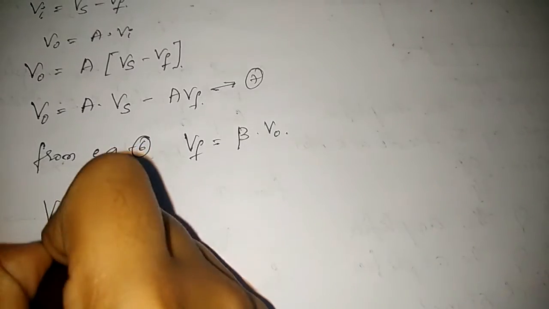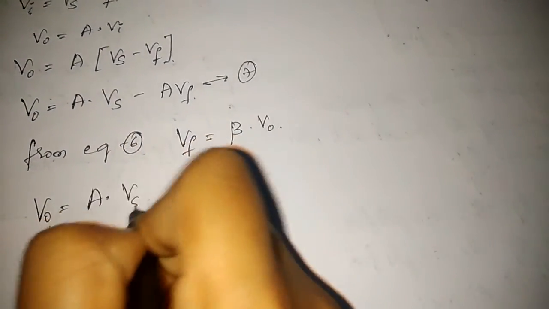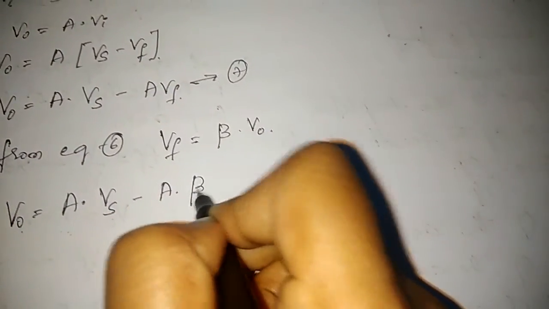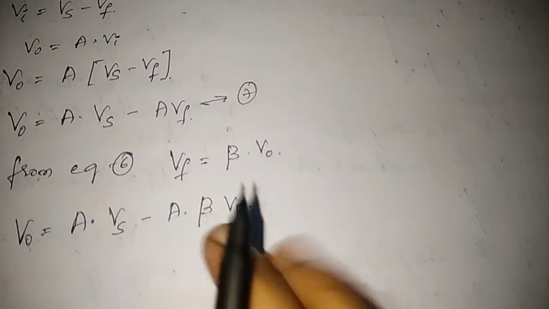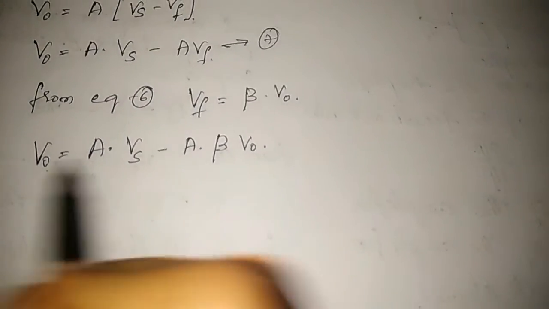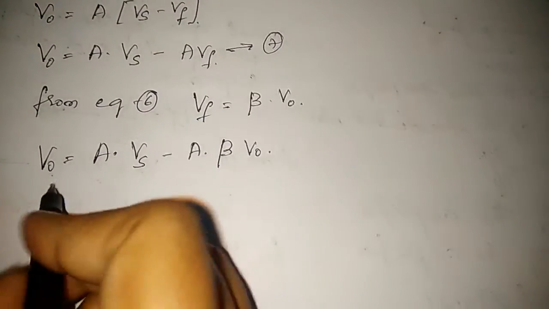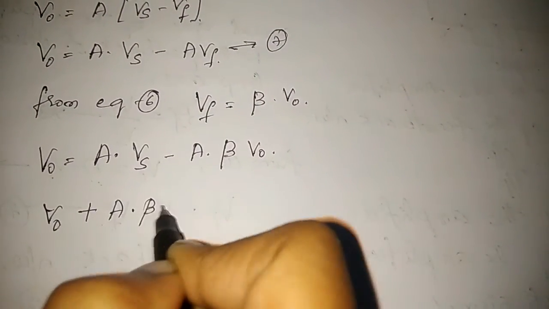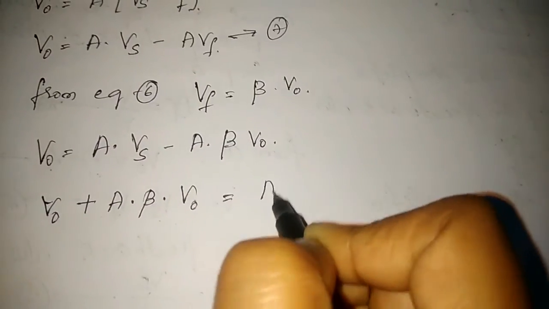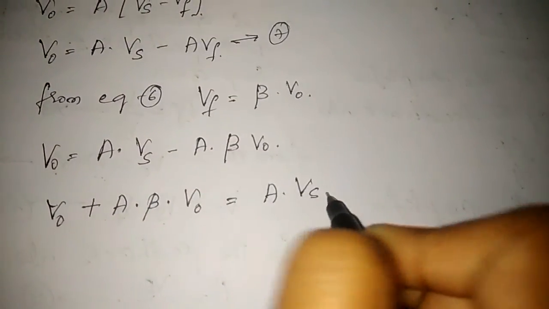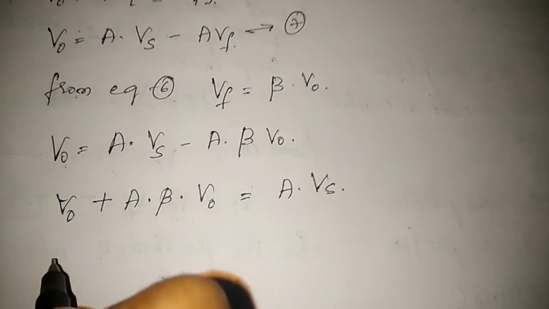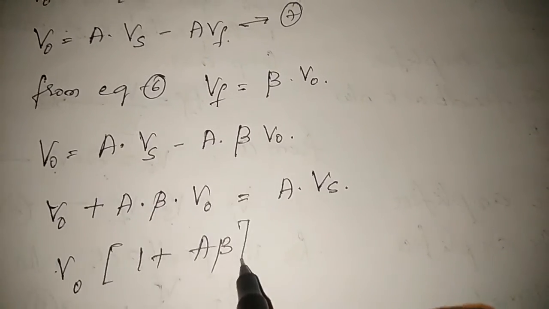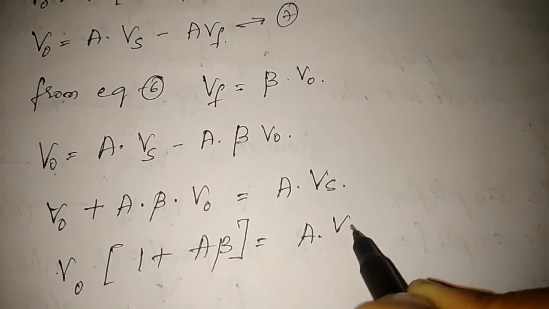So I'll get V naught is equal to A into Vs minus A into Vf, which is equal to beta into V naught. Is it not? Now let me take all the V naught together on the LHS side. So I'll get V naught plus A into beta into V naught, which will be equal to A into Vs. Correct? So taking V naught common here, I'll get 1 plus A beta. Correct? And here I'll get A into Vs.